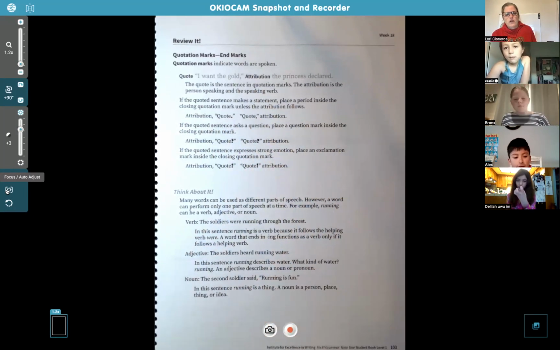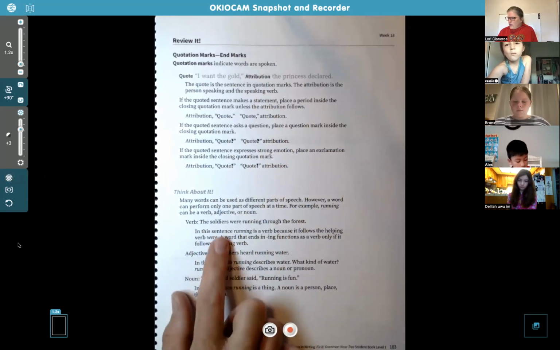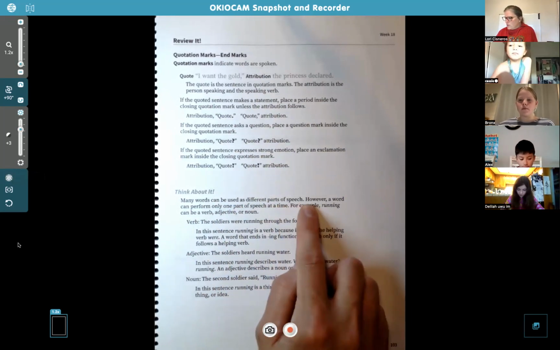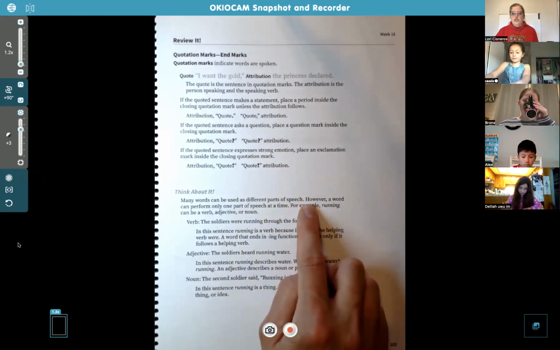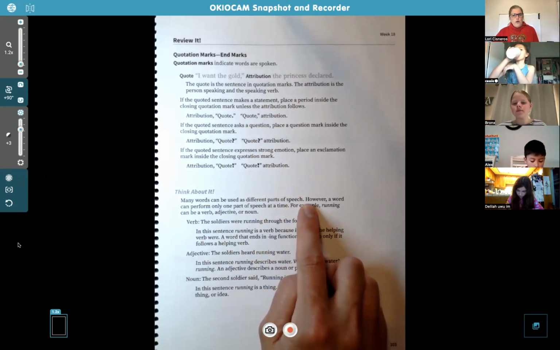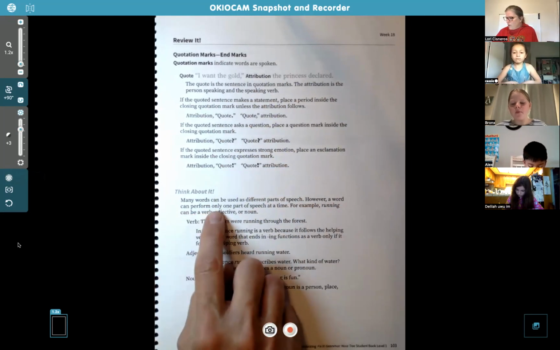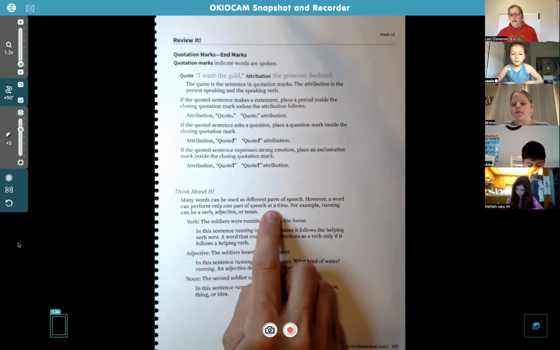Okay, down here, think about it. Many words can be used as different parts of speech. We know that. That means sometimes a word can be an adjective or a noun or a pronoun. It can change, right? But in the sentence, it says, however, a word can perform only one part of speech at a time.